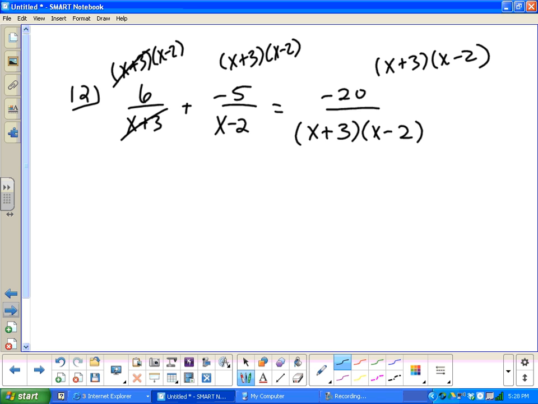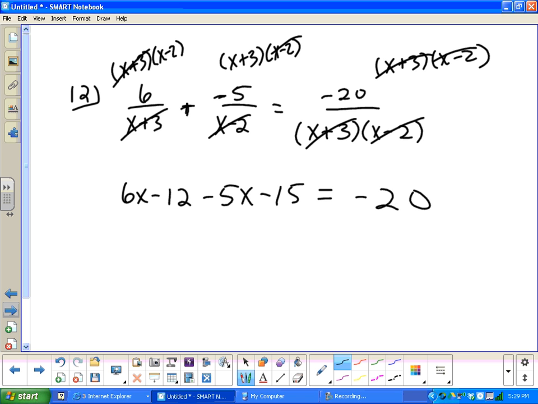Now that leaves me with 6 times x minus 2, which would be 6x minus 12. The x minus 2's cancel here, so that would leave me with negative 5x minus 15. There again, if you didn't say plus a negative 5 right there, you probably missed that sign in the problem. Now, on my right side here, pretty much everything's going to cancel out and just leave me with negative 20.